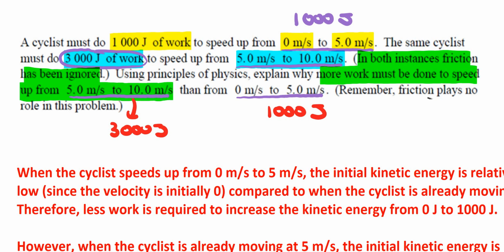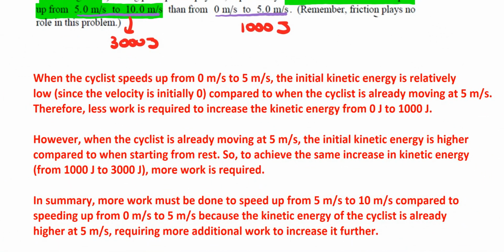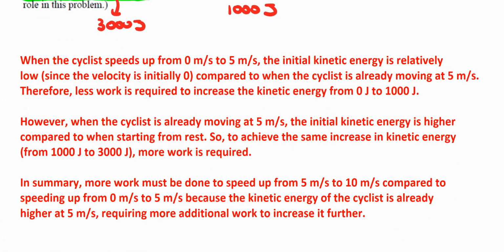That's not a proper answer. So here's a typed up explanation of what is an acceptable answer here. When the cyclist speeds up from 0 to 5 meters per second, the initial kinetic energy is relatively low since the initial velocity is 0, compared to when the cyclist is already moving at 5 meters per second. Since we are starting at 0 meters per second, we're saying that there's low kinetic energy here.